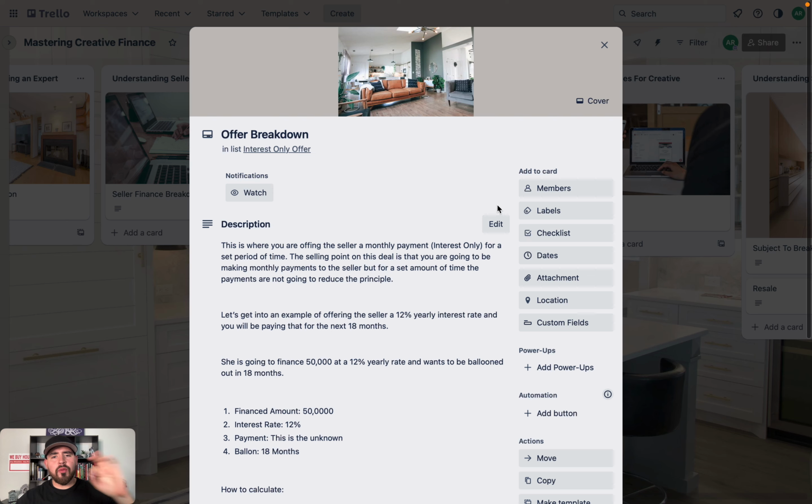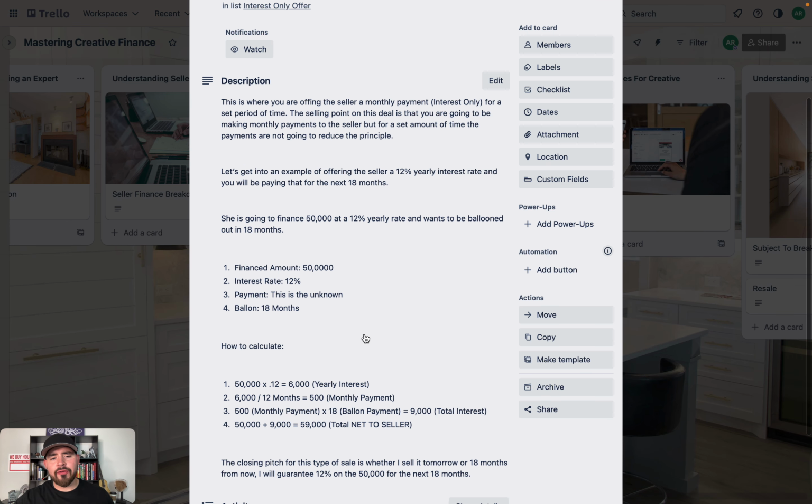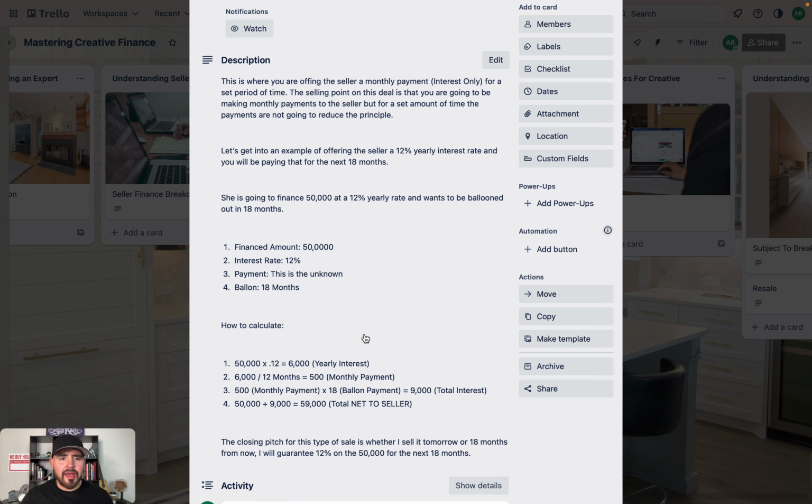So let's get a little more in depth of what the interest only offer is, because I know a lot of people get confused, but I don't want it to be confusing, right? So let's get into the same exact example. If they want 12% yearly interest, I will be paying them for the next 18 months. So those are two different numbers, right? We're giving them 12% interest on the 50,000, but I'm going to be paying them that yearly rate for the next 18 months. So how do we break that down?